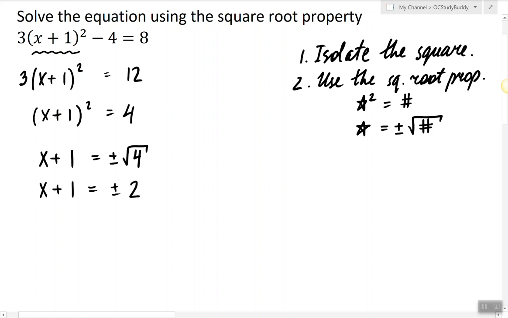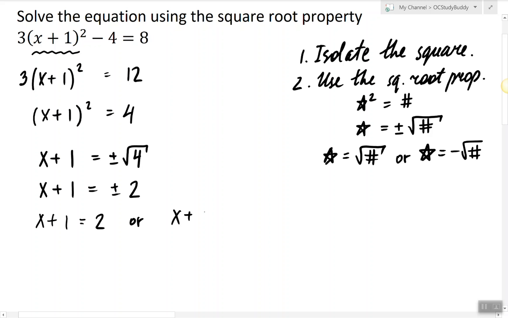So plus or minus is just an abbreviation for saying that what's inside of the square is either the positive square root or it is the negative square root. So eventually we would have to interpret it as two equations. So x + 1 is equal to 2, or x + 1 equals negative 2.